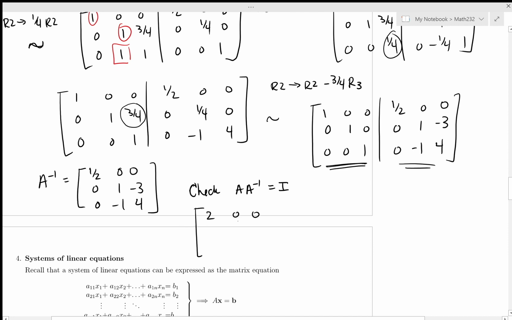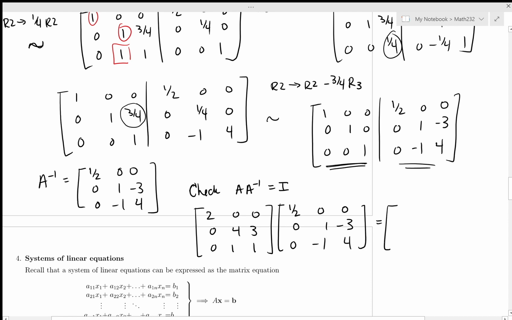A was 2, 0, 0, 0, 4, 3, 0, 1, 1. And then I will multiply that by the inverse that I have found and confirm that the product is I. Okay, what do I get? I get 1, 0, 0, 0, 1, 0, 0, 0, 1. Yeah, there, confirmation that there's no arithmetic mistakes there.